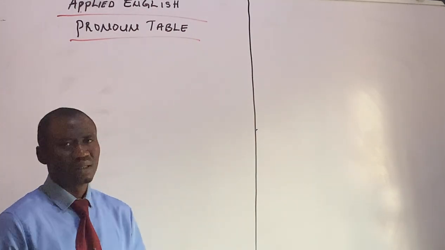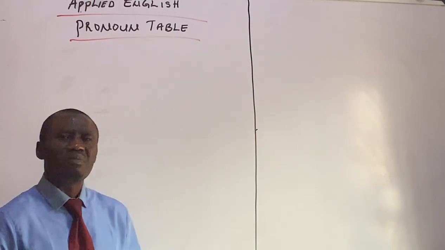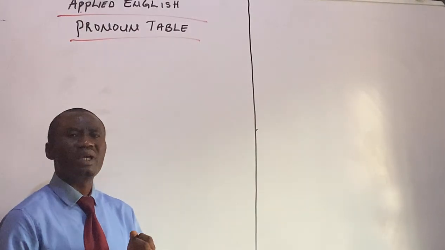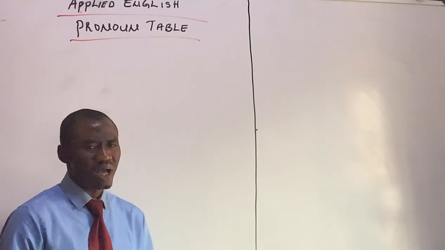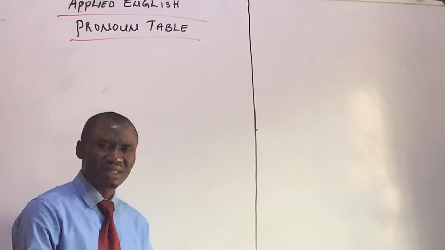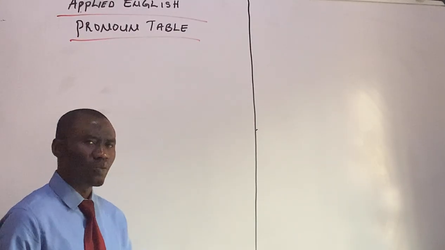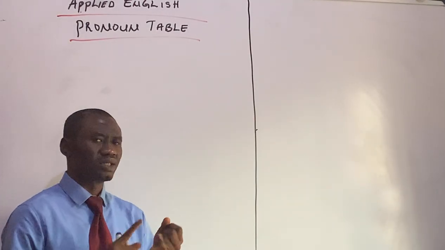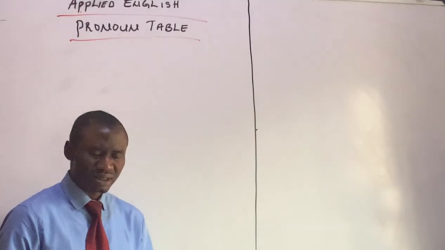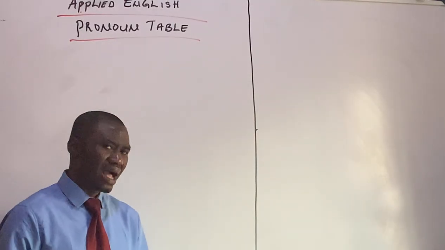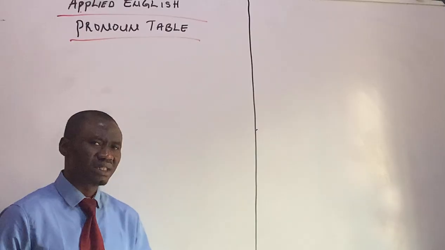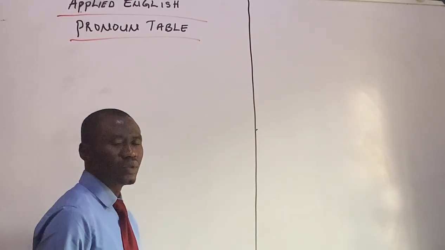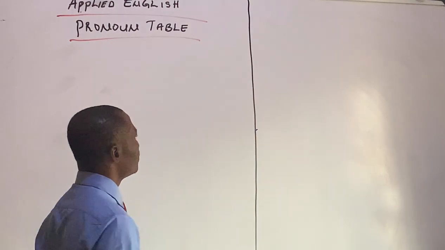What do we mean by types? It means we'll be looking at the personal pronoun, the possessive pronoun, and the reflexive pronoun. What do we mean by function? We'll be looking at the subject, the object, the possessive adjective and the possessive pronoun. Let's give you the diagram of the pronoun table.